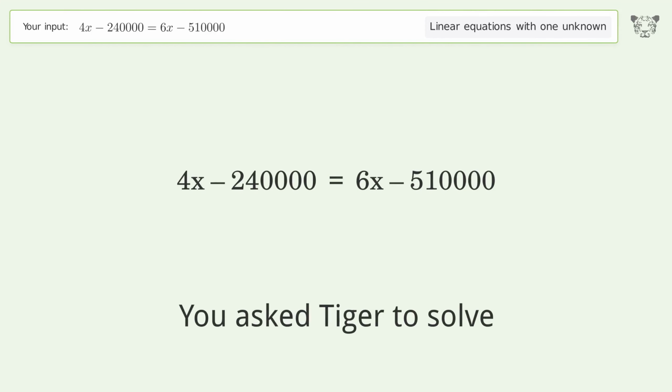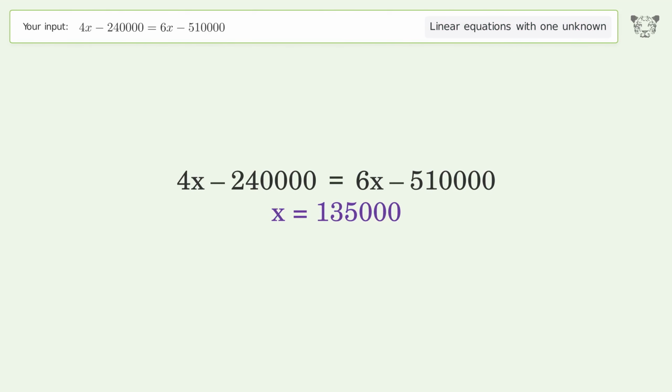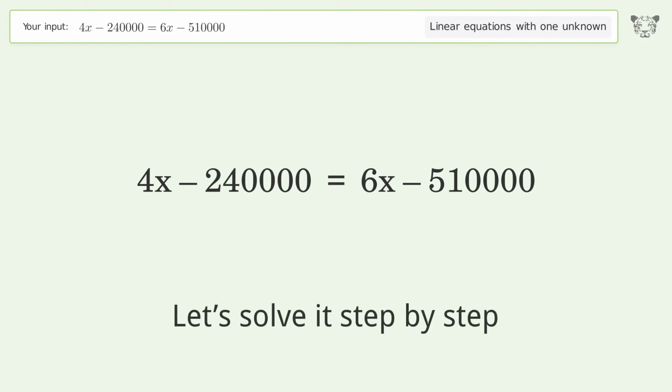You ask Tiger to solve. This deals with linear equations with one unknown. The final result is x equals 135,000. Let's solve it step by step.